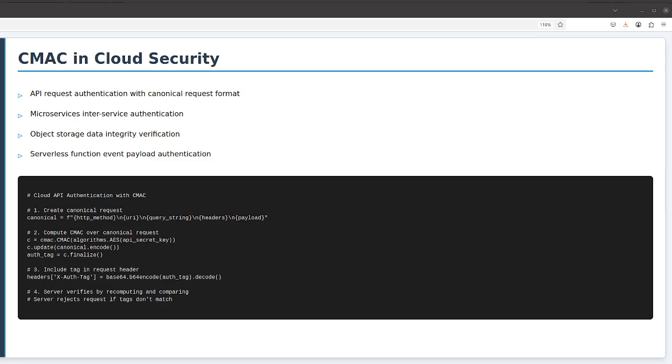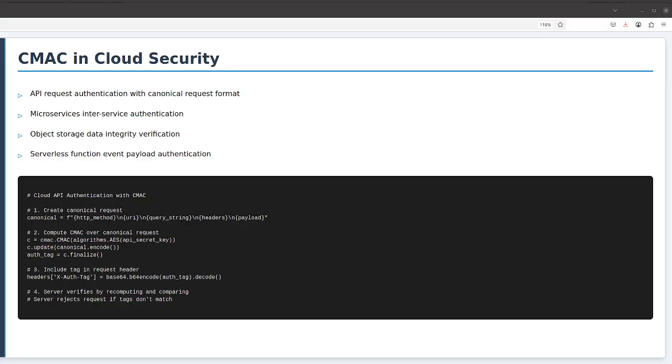Data integrity verification for cloud storage is important. When storing data in object storage like S3, you want to verify that data has not been corrupted or tampered with when you retrieve it. Computing a CMAC over the data before storage and verifying it after retrieval provides this assurance. Cloud providers often offer integrity checks, but client-side verification with your own keys provides stronger guarantees.